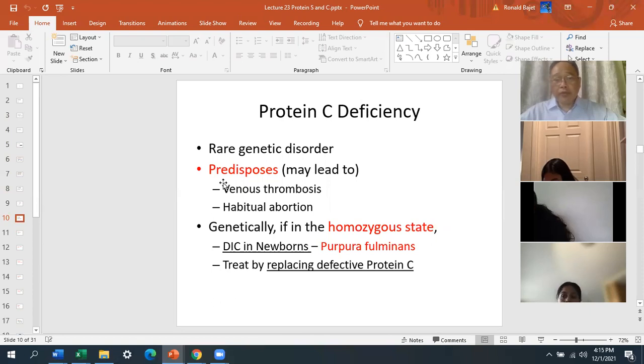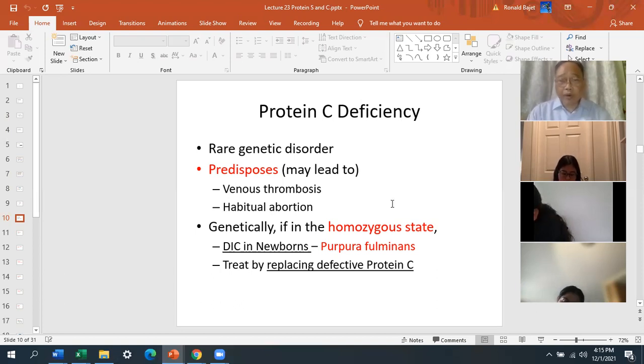properties. Well, if you have a protein C deficiency, you'll get the exact opposite. Rather than anticoagulant, you're going to have what's called hypercoagulability, or the tendency to form clots. Not necessarily DIC, but you won't have the anticoagulant effects of protein C anymore, but you'll have the increased tendency to form clots. So with protein C deficiencies, you'll have a tendency to form venous thrombosis, remember the varicose veins, and also habitual abortion.